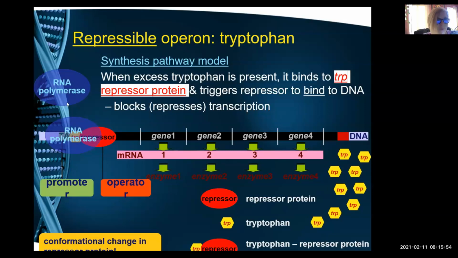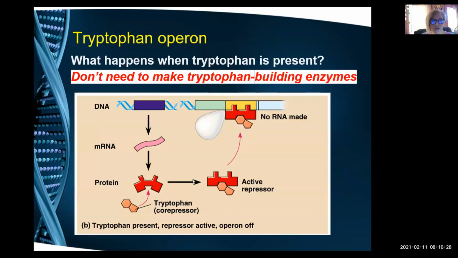So the synthesis model, when access to tryptophan is present, it binds to the trip repressor protein and triggers the repressor to bind to the DNA, which blocks the transcription. So your repressor protein here, when tryptophan is present, it'll bind allosterically. Then the repressor will bind to the operator, and then that stops transcription because now it's in the way. RNA polymerase can't go anywhere. So if tryptophan is present, we clearly don't need to make it. It's already there. So we're going to turn it off.